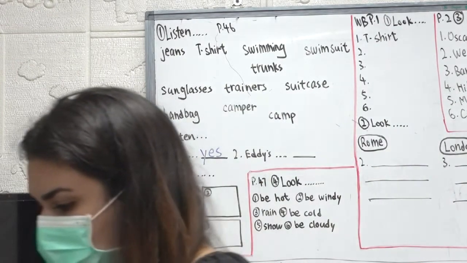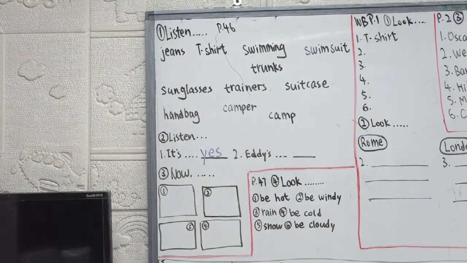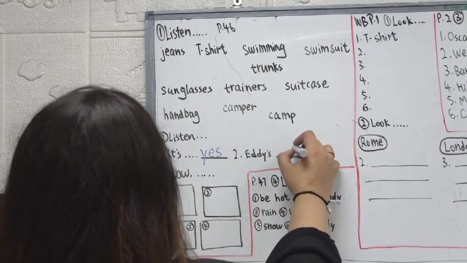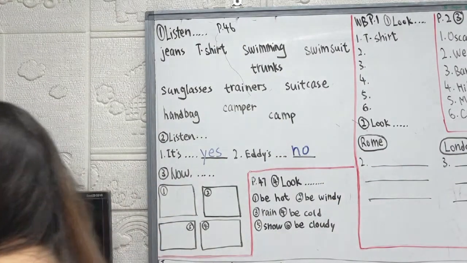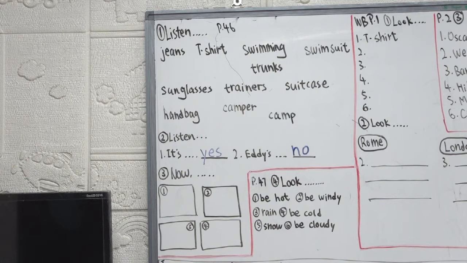Number 2 is Eddie's wearing his summer clothes. Yes or no? No, right? What's he wearing? Eddie's wearing his winter clothes, not summer clothes. So that's why it is a no.